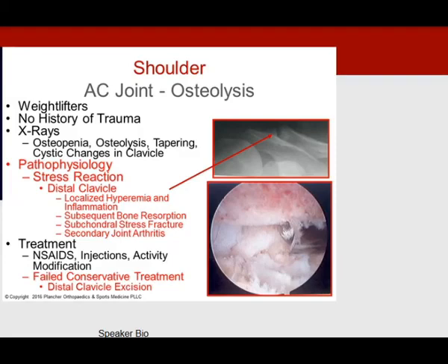Weightlifters can demonstrate osteolysis with no history of trauma. These pathophysiological stress reactions of the distal clavicle show localized hyperemia and inflammation with bone resorption. Treatment is more often than not conservative, with nonsteroidals, injections, and activity modification. But failed conservative treatment can give a great and excellent outcome with a distal clavicle excision.